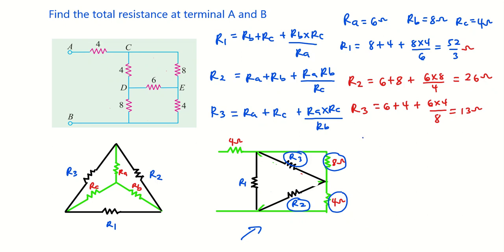So you're going to have R2 parallel 4 ohms, and that will be equal to 26 parallel 4 ohms. And then you're going to have R3 parallel 8 ohms, so that will be equal to 13 parallel 8.